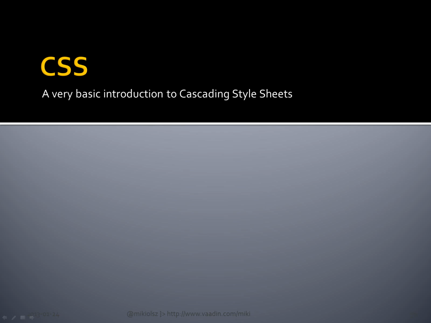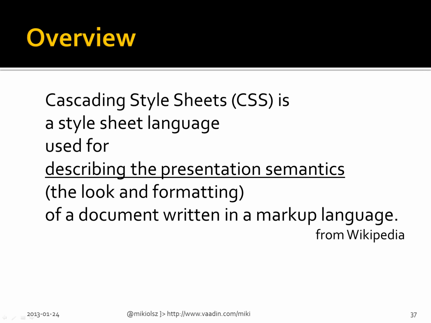Okay, I was talking about CSS for a while, so now the next few slides are a very basic introduction to what cascading style sheets are. So the wiki definition is that CSS is a style sheet language used for describing presentation semantics of a document written in a markup language. So the key part is describing the presentation semantics, which is that this is the language purely devoted to describing how the thing looks, not how it works, but how it looks.